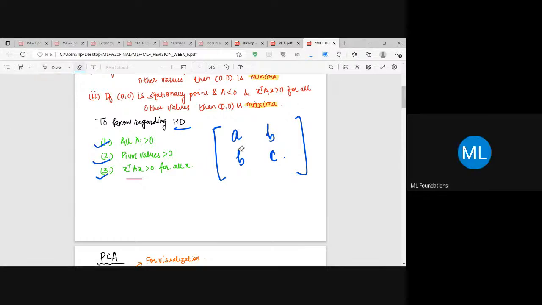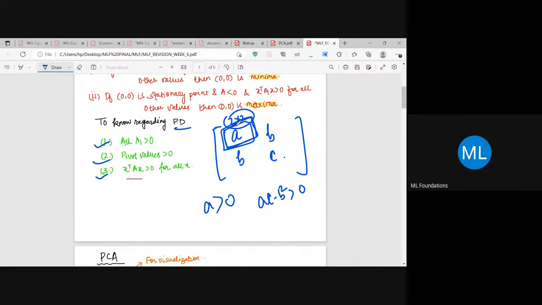And one other method is there to check whether this is positive definite or not, without calculating the eigenvalues. You can calculate the determinant of each of them. If you have a 2 cross 2 matrix, first check the 1 cross 1 matrix, that is A is positive, as sir has told. Then check the 2 cross 2 matrix, that is AC minus B square greater than 0. This is another way to check whether this matrix is positive definite or not.